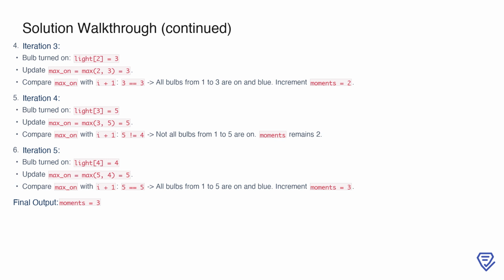Next, in the fourth iteration, bulb 5 is turned on. Max_on becomes 5 as it is the maximum of 3 and 5. However, max_on does not equal i plus 1, which is 4, meaning not all bulbs from 1 to 5 are blue. Therefore, moments remains 2. Finally, in the fifth iteration, bulb 4 is turned on. Max_on stays 5, and this time it equals i plus 1, which is 5, indicating that all bulbs from 1 to 5 are blue. We increment moments to 3. The final result is 3 moments when all bulbs up to the highest turned on bulb are blue.